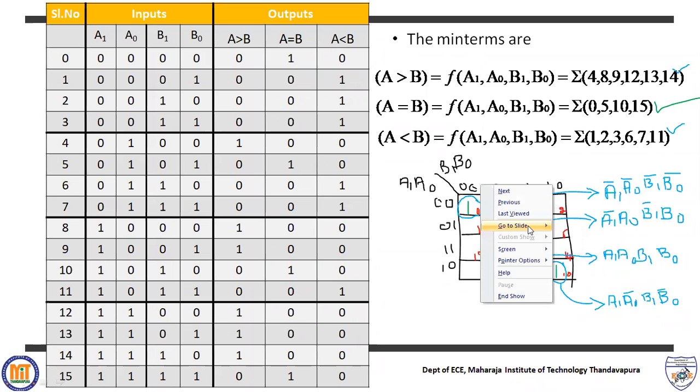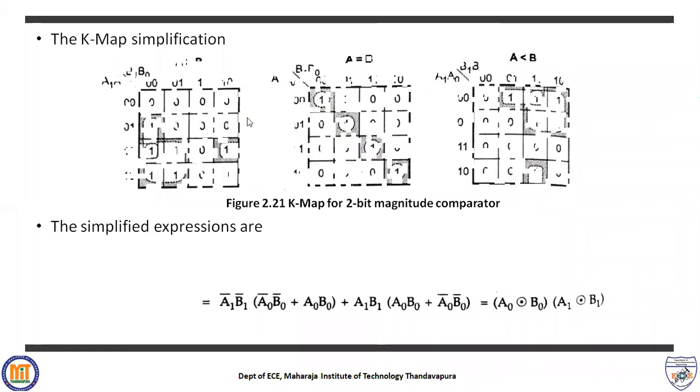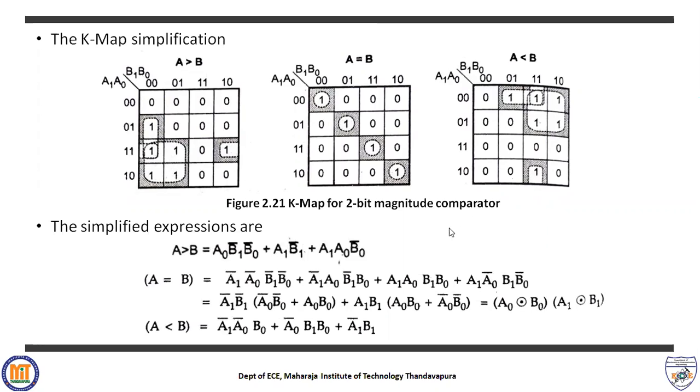If we look at the K map, for A greater than B we have one quad and two pairs. For A equal to B, we have seen all single ones. And again for A less than B, we have one quad and two pairs. If we look at the expressions of this, A greater than B, A equal to B, and A less than B, note down the equations.